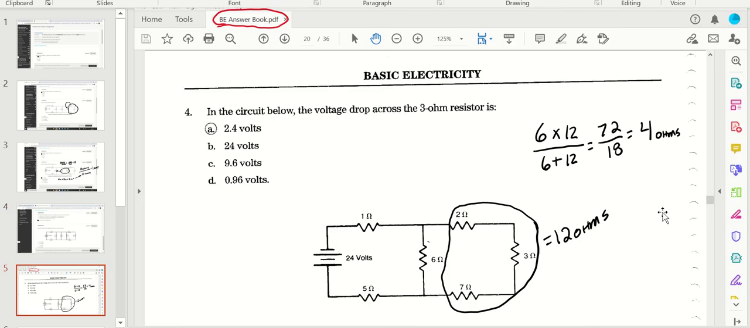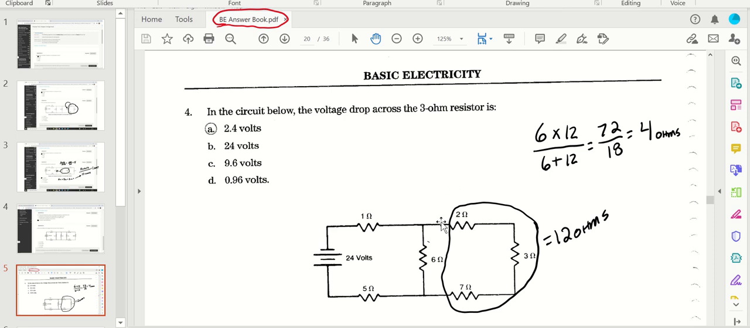Here is the actual diagram you should be looking at. This is right from the Basic Electricity Answer Book. You see it circled in red there. So the question is, in the circuit below, the voltage drop across the 3 ohm resistor is, and of course, since this is the answer book, it already gives you the answer there, which actually, when you looked at the answers that were available for the Blackboard course, 2.4 volts was not one of the answers. It was actually 2.2 volts, which was a typo.